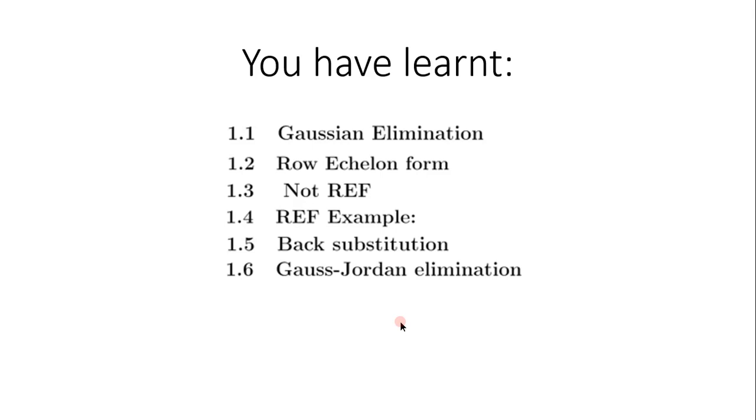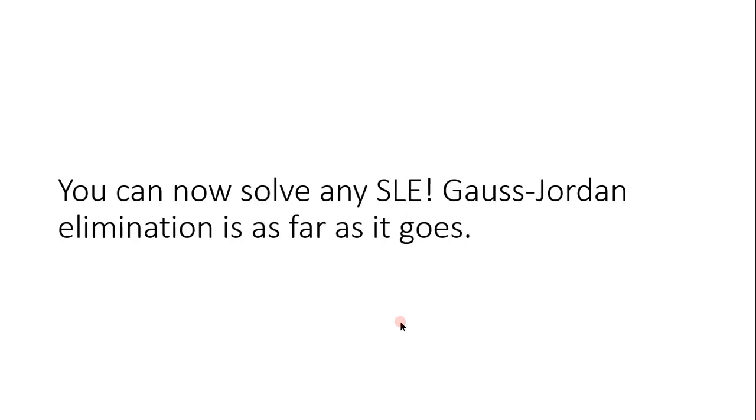Alright, so you have learnt how to do Gaussian elimination, how to put something in row echelon form, and how to identify when something is not in row echelon form, which is very important. You've learnt how to do an example. You've learnt how to use back substitution, and because you know all of that, you now know Gauss-Jordan elimination. And now you can solve any system of linear equations, because this is as far as it goes.